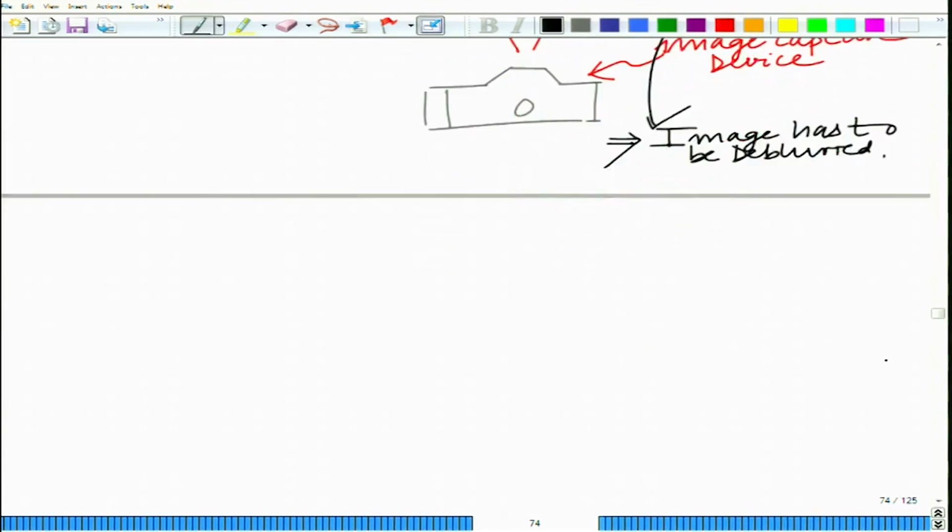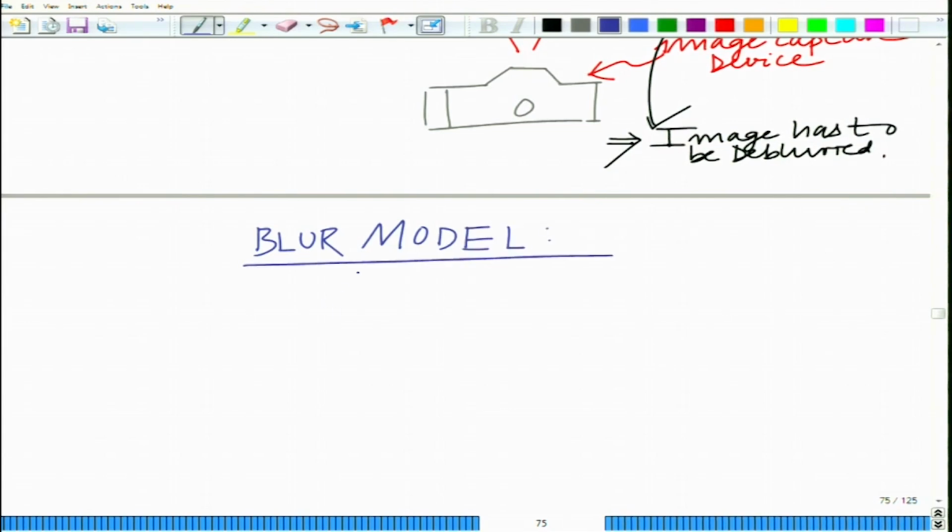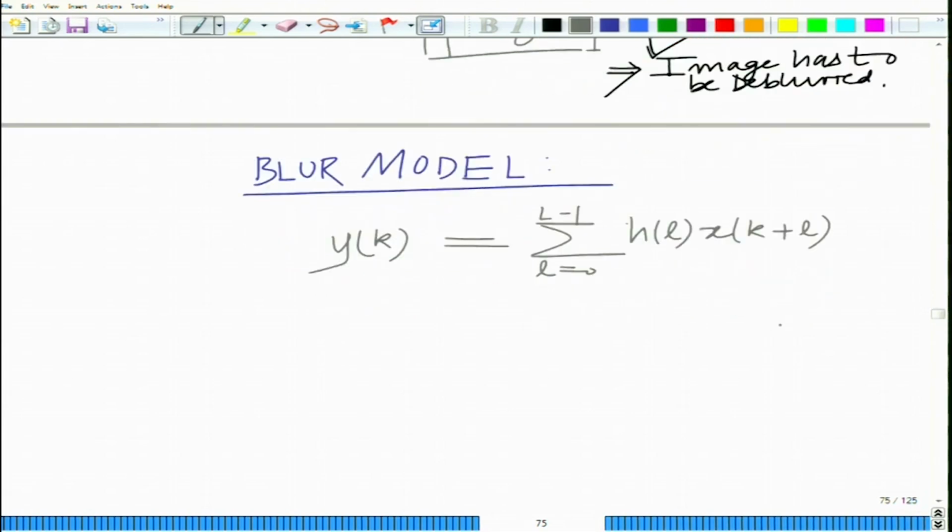Now, one way to model the motion blur is the following. Let us say you have the output pixel y of k. The blur model can be described as follows: y of k equals the sum from L equal to 0 to L minus 1 of the blur kernel h of L times x of k minus L. Let me write this equation down.